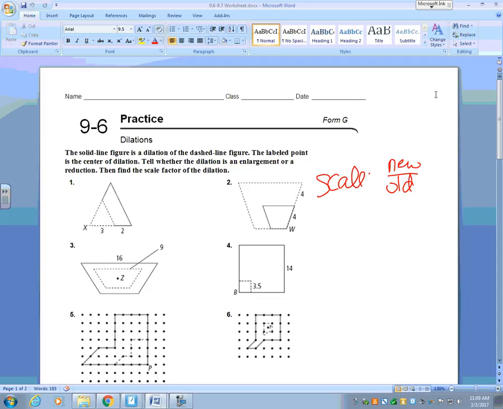Is it in the one or 2? Yeah, because the dotted line is the original. So let's do, this is the 2, this is 1, 2, 4. So that's 4 over 1.